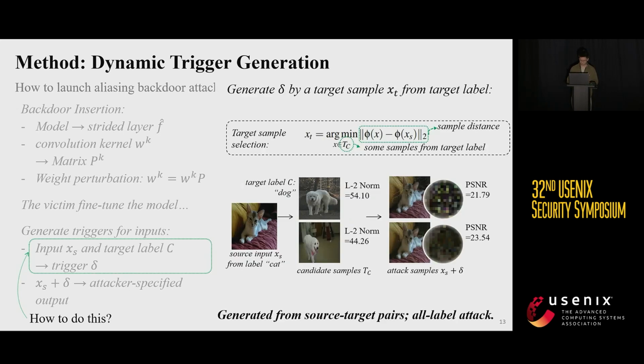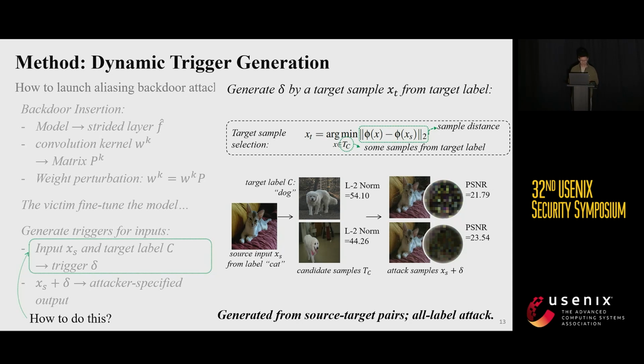One interesting fact we found is that when your target sample is closer to the source input, you can find a stealthier perturbation to launch the attack. Inspired by this, we gather some candidate samples from the target label, and we find the closest one to the source input as our target sample. In doing this, we can achieve a stealthy attack.